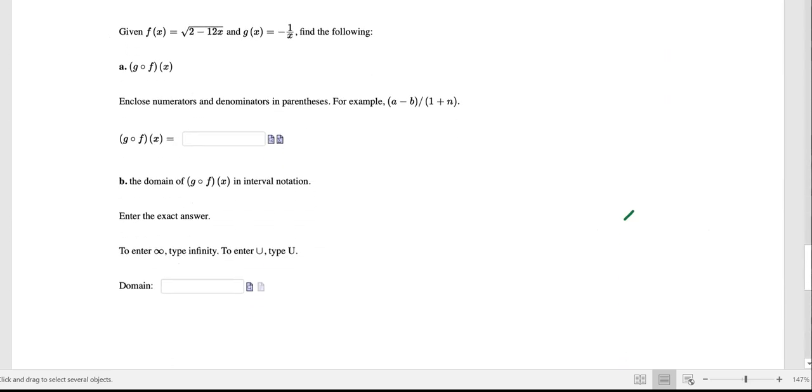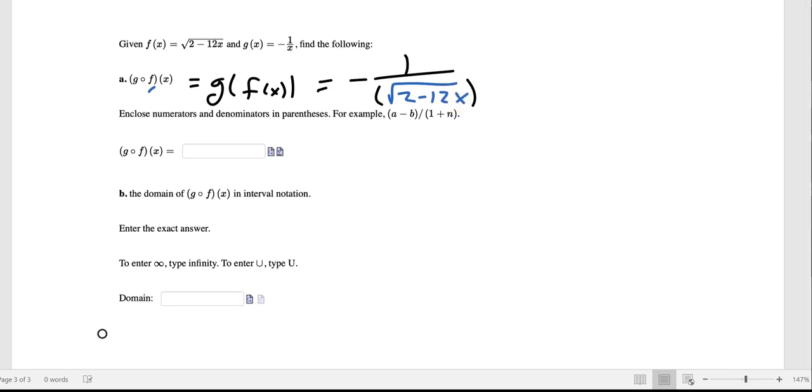Now the last one was we're given these two functions, and again, it's composite functions, but it's just a different notation. So with a here, this is the same thing as g of f of x. It's just written differently. That little circle still means composite function, and I'll do it exactly the same way. So okay, for g is negative 1 over, and then I just need those parentheses. So okay, I need to substitute the f, and so that's square root of 2 minus 12x. Okay, so that's part A.